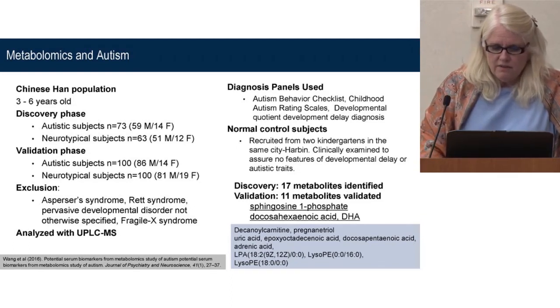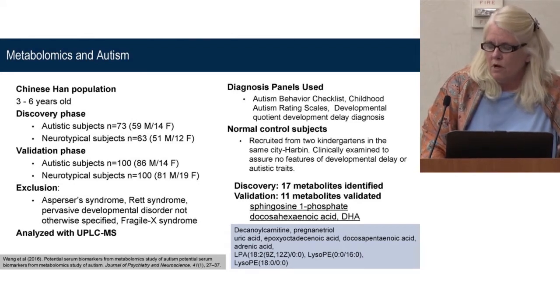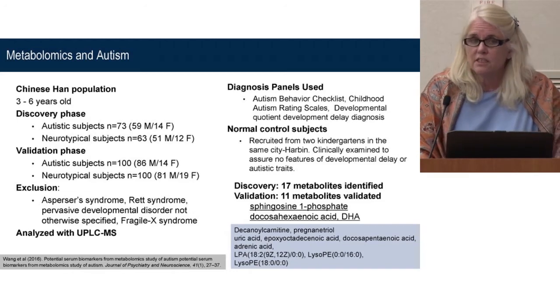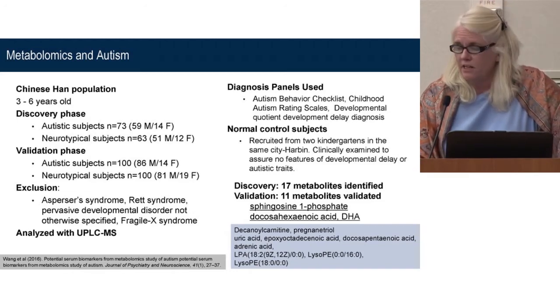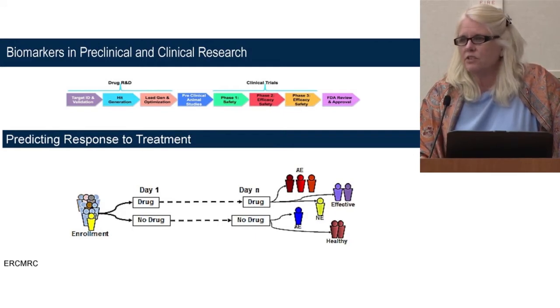And sphingosine 1-phosphate and docosahexaenoic acid were both very important metabolites in distinguishing autism from neurotypical. And those two made a lot of sense. DHA is a supplement that's used in autism, often in autism subjects within the US, but was not being used in the Chinese Han population, and it was shown to be decreased in the autistic versus the neurotypical subjects, sort of validating that use within cohorts that we know of. And then we were also able to identify 9 other metabolites that were either increased or decreased.